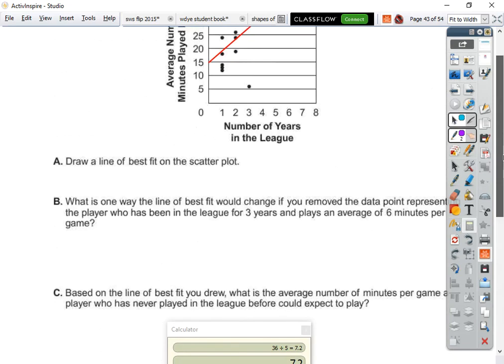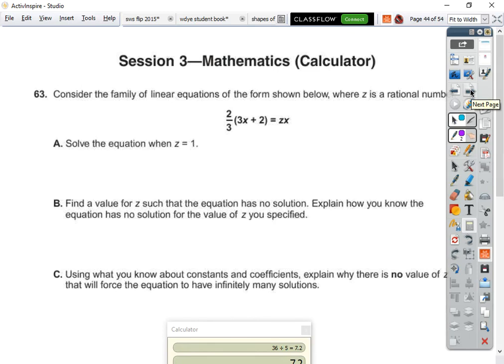All right, that's all 4 of them. Moving on to the next problem. Oh yeah, linear equation.